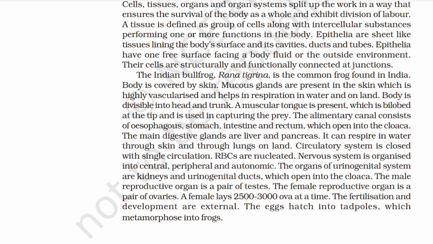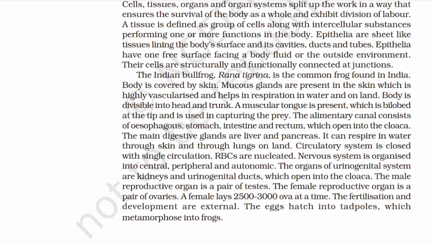The male reproductive organ is a pair of testes. The female reproductive organ is a pair of ovaries. A female lays 2,500 to 3,000 ova at a time. The fertilization and development are external. The eggs hatch into tadpoles, which metamorphose into frogs.